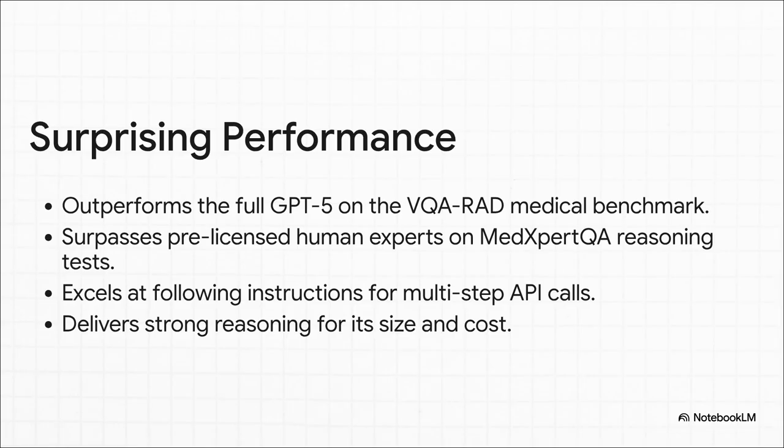But here's the kicker. Low cost does not mean low performance. Seriously, don't let that Mini name fool you. This thing can punch way, way above its weight class in some really specific areas. We're talking about benchmarks where it's actually outperforming the full-blown GPT-5 on things like medical imaging tests. It's even surpassing pre-licensed human experts in certain reasoning tasks. For you developers out there, this means you get crazy good reliability for complex instructions, like making a series of API calls in the exact right order.